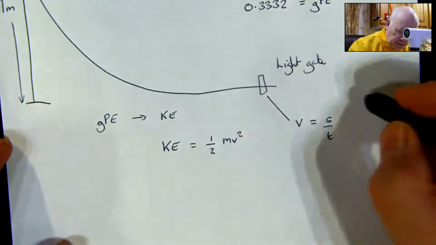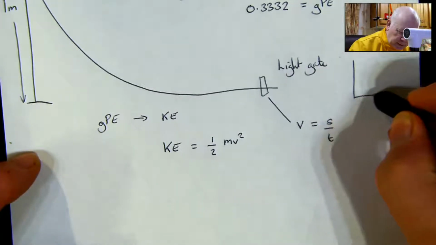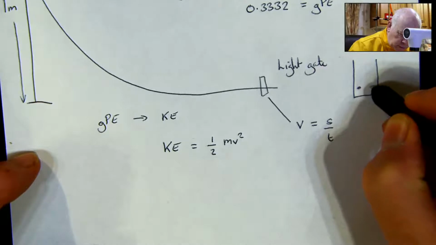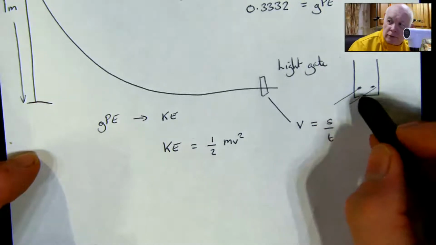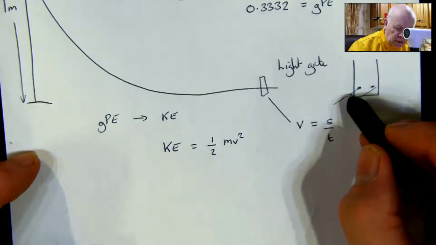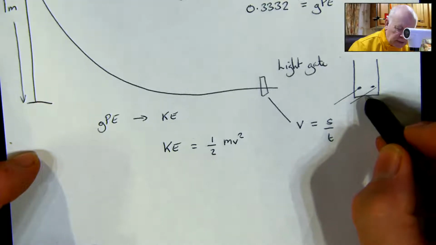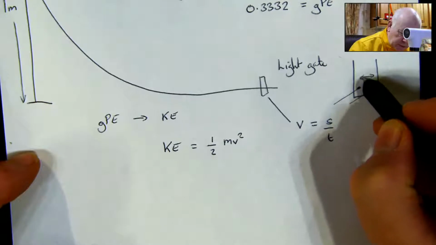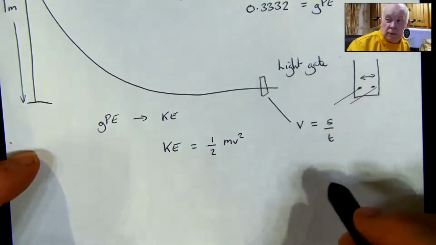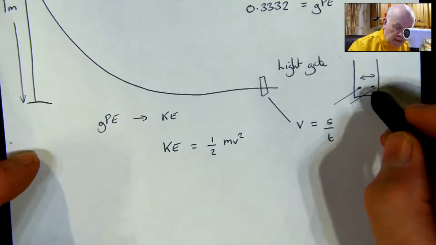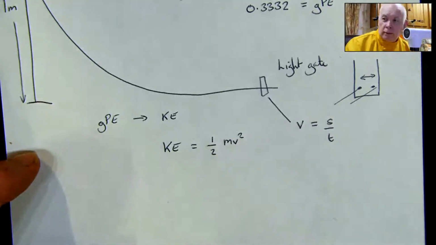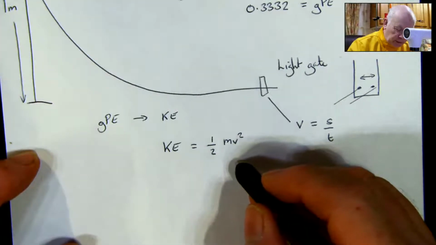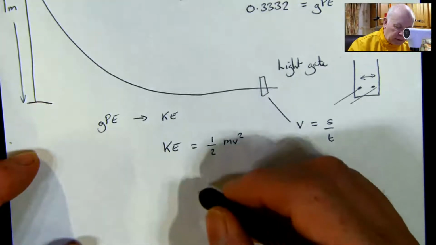Well, if I know the distance, and if we have a look at this light gate, what it consists of are 2 beams of light coming out. The car goes through the first beam, and that starts the clock, and it goes then through the second beam, and that stops the clock. We know the distance between these 2 dots, and we can measure the time, and so we can work out what the velocity is. Well, that's the theory. So once we then know what the velocity is, we can calculate what the kinetic energy is.